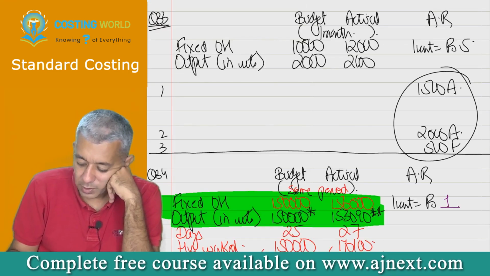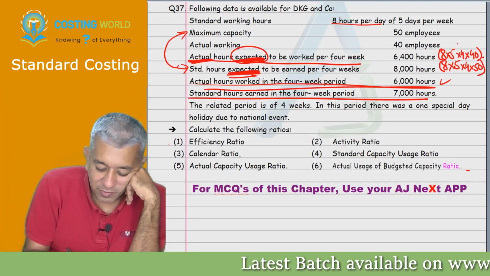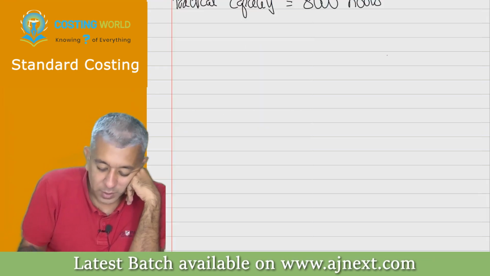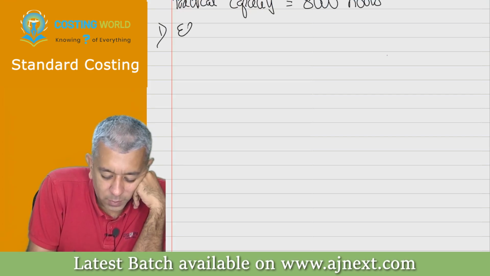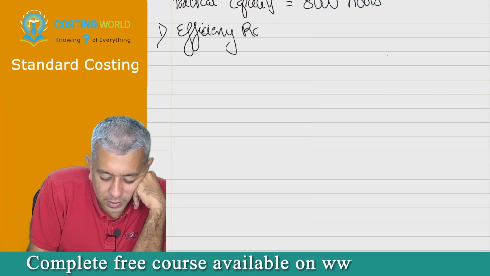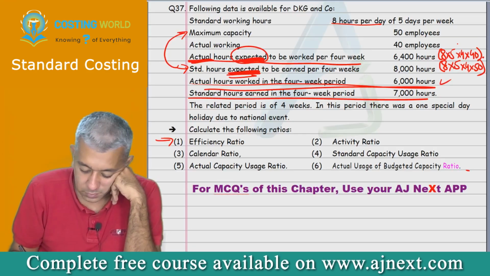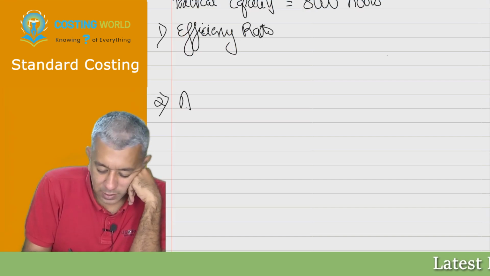Now, we are going to do one thing. We are going to write the names of all the things that we have to find out in the same order. We might solve it in our own order, but I want to write it in the same order. Efficiency ratio, leave 3 lines. Activity ratio.